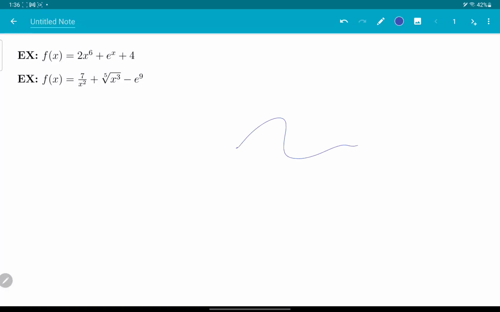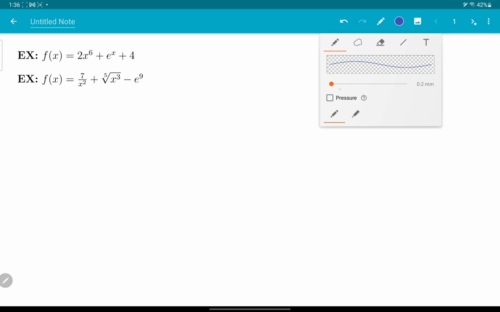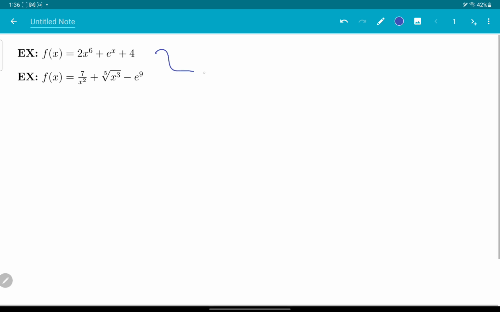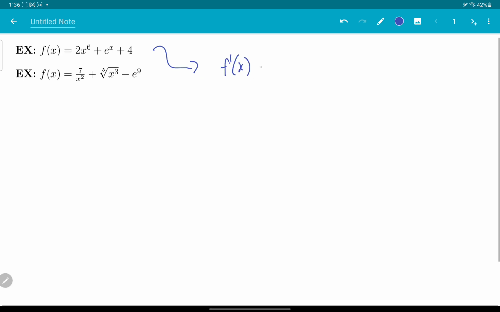Okay, let's keep rolling with a couple examples here to illustrate the basic derivative rules. First one, f prime of x. Well, I can do all three pieces separately. So the first one, 2 can stay out front. And then the 6 comes down. You have x to the 5. Remember, the exponent comes down, then you subtract 1 from the exponent.